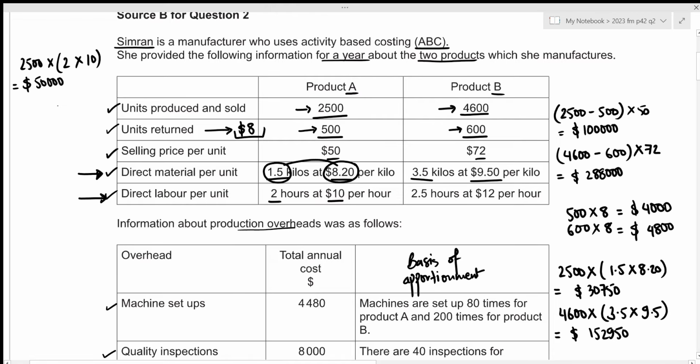Now we just repeat the same process for product B. We'll start with the number of units produced, which is 4,600. Then we multiply it by the direct labor per unit. So that's just going to be the number of hours required per unit, which is 2.5, multiplied by the rate per hour, which is 12. And this gives the total direct labor for product B to be 138,000.